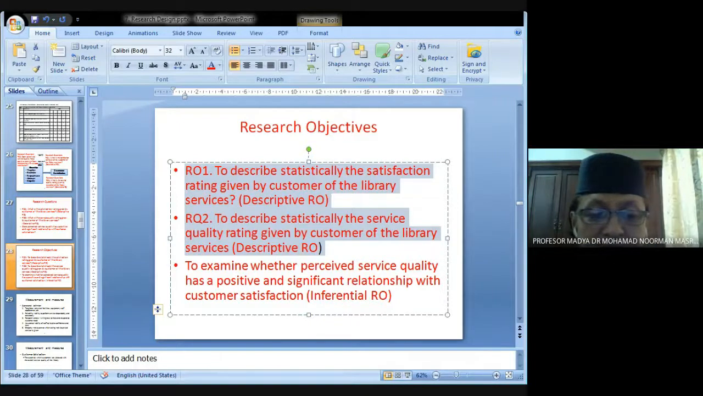Does anyone have any questions? The arrangement must be correct. You cannot write the inferential statistic first. You have to write the descriptive research questions and research objective first. Please remember, you have to write the descriptive research questions and research objective first.